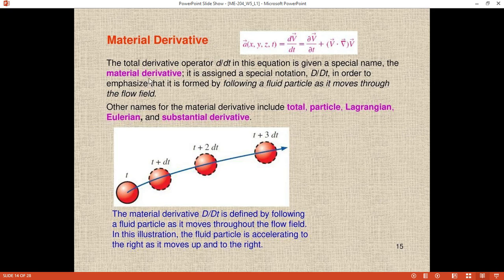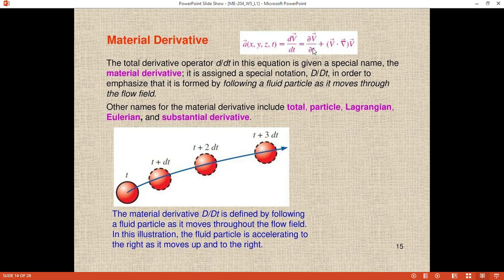What is the material derivative? The total derivative operator d by dt in this equation is given a special name, the material derivative. We are calling this d by dt. We have already derived the acceleration, and we end up with these two components.